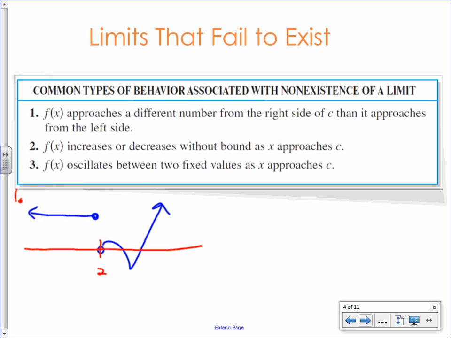Now, let's say that here at x equals 5, even though we have 2 pieces together, this limit would exist because we're still approaching the same value. It's coming from 2 different pieces, but it's still approaching the same value, and that's okay.